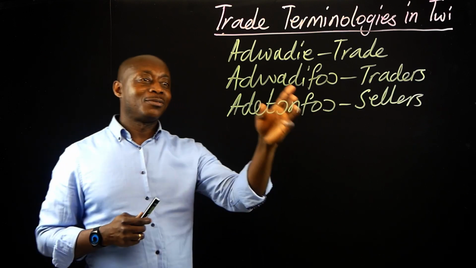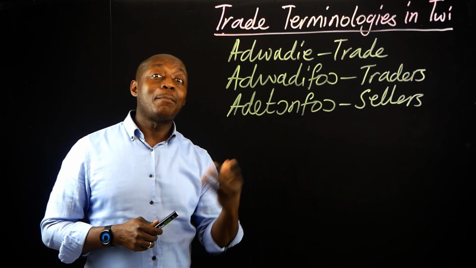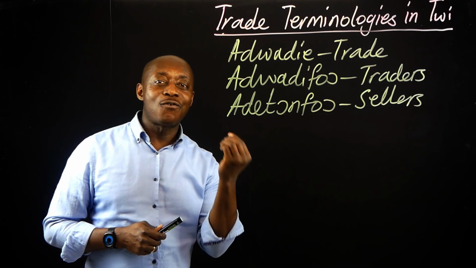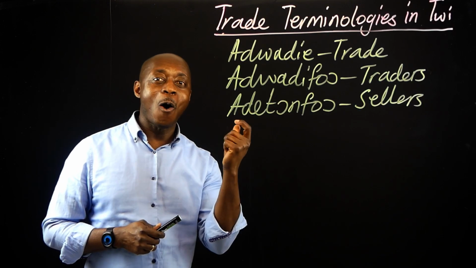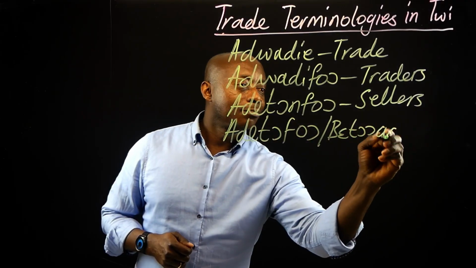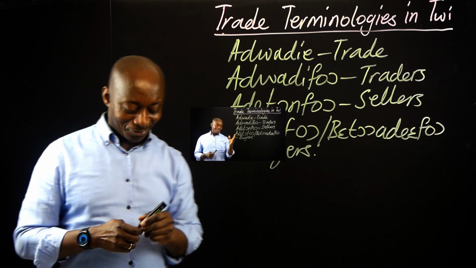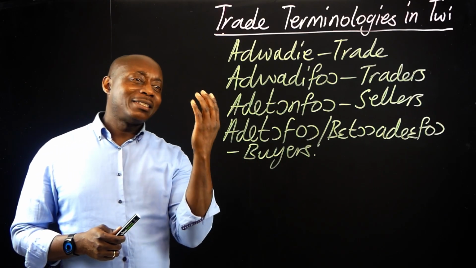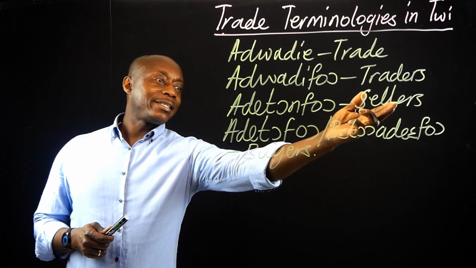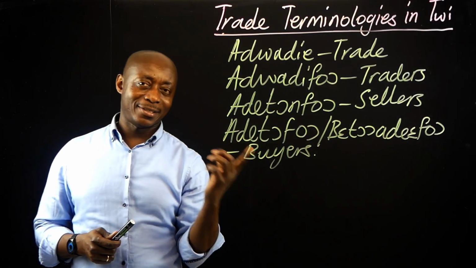Adetɔnfoɔ. And that is what? Sellers. How then do we say buyers? For buyers, we say Adetɔfoɔ or Bɛtɔɔadeɛfoɔ. Buyers. Good. What then is the difference between Adetɔnfoɔ, sellers, and then Adetɔfoɔ or Bɛtɔɔadeɛfoɔ, buyers?